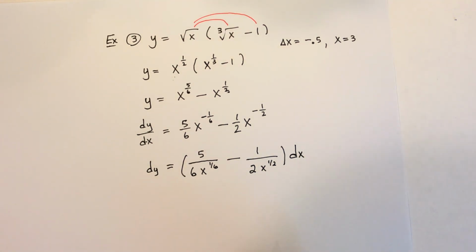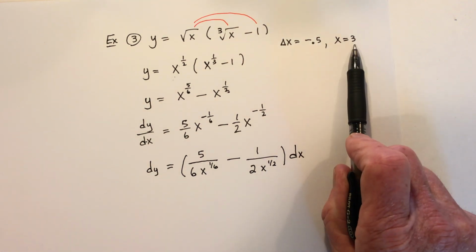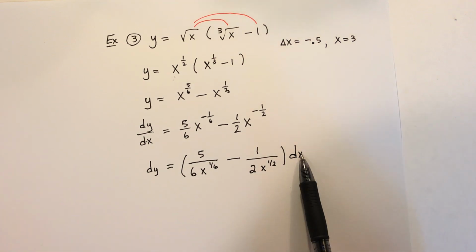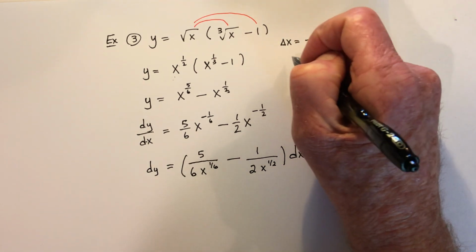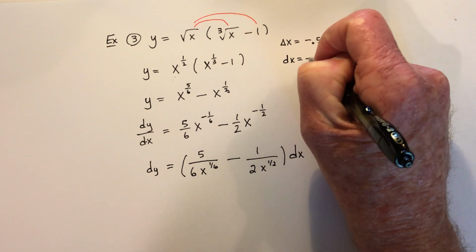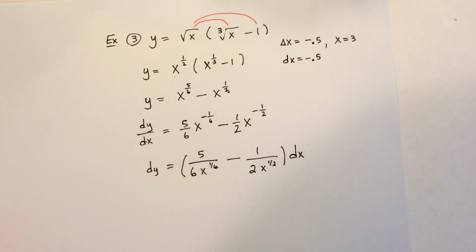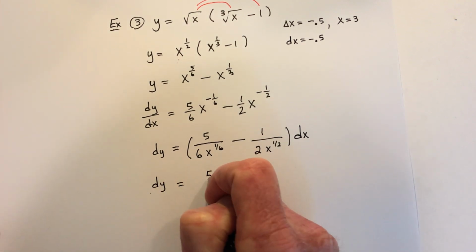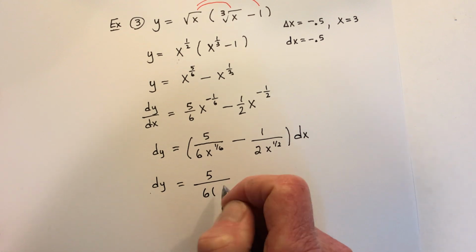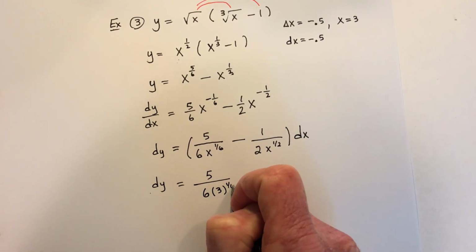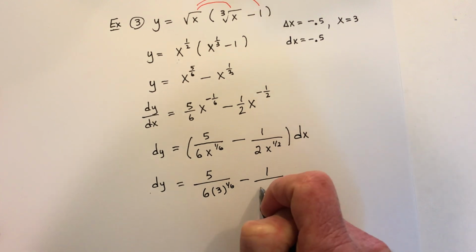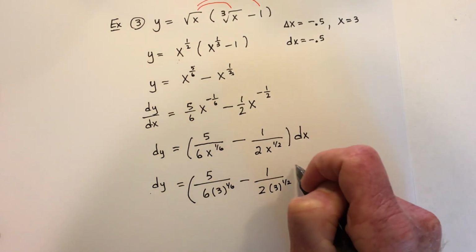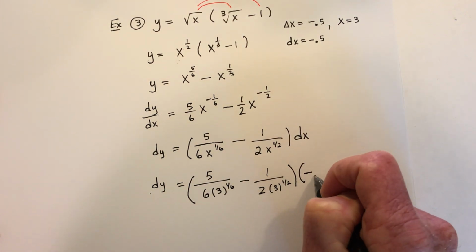Okay, so now I found dy dx. The next thing to do is plug in the 3 for the x's and plug in this negative 0.5 for the dx, because if delta x equals that, dx is the same. So dy is going to be 5/6, and then I need to plug in a 3 to the 1/6 power, minus 1/2, and then plug in a 3 for x to the 1/2 power, and then all of that gets multiplied with the negative 0.5.